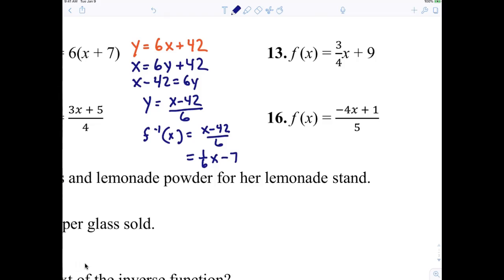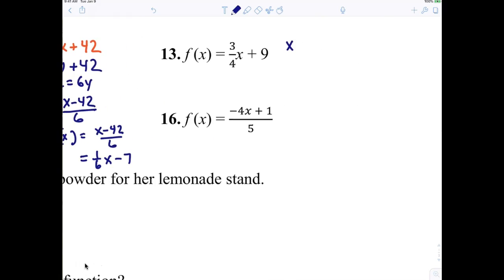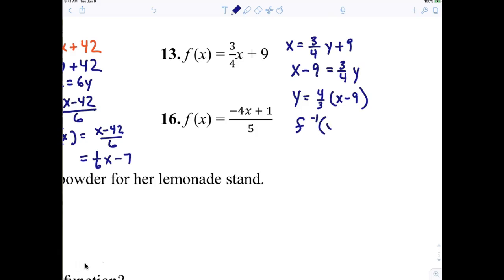All right, so here we go on this. Again, we're switching. So we would say x equals 3/4 y plus 9. x minus 9 equals 3/4 y. Now how do you get rid of a fraction? Multiply by the reciprocal. y equals 4/3 times x minus 9. f inverse of x.